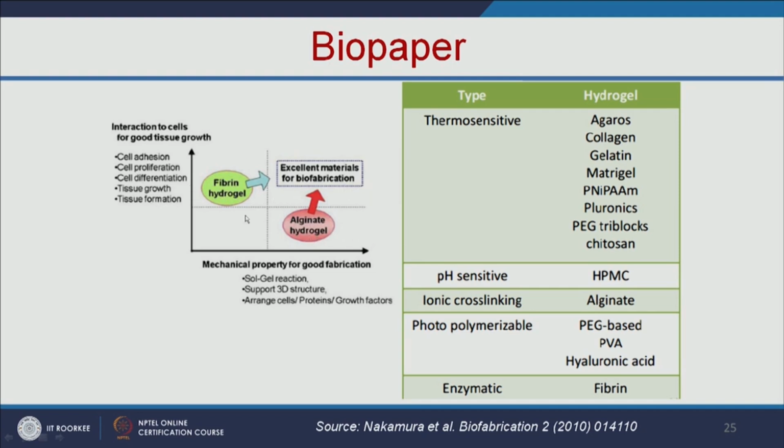This fibrin hydrogel has very good cell attachment and cell proliferation properties, and also supports cell differentiation and tissue growth. And alginate hydrogel has a very good mechanical property, and it also supports the 3D structure and arranges the cells, proteins and growth factors.